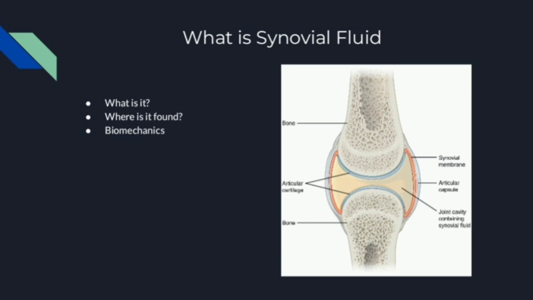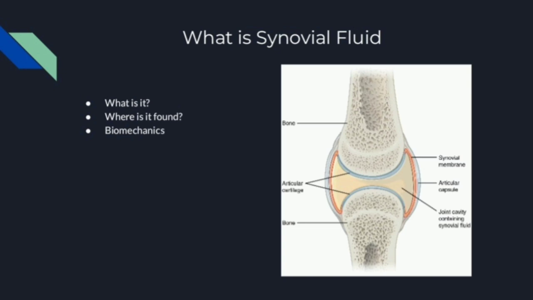The area of lubrication for synovial fluid is primarily for most joints within the body, and this fluid is found within joint cavities. While the text might be a little bit small, the figure on the right shows a synovial joint with a bone on top and a bone on the bottom.